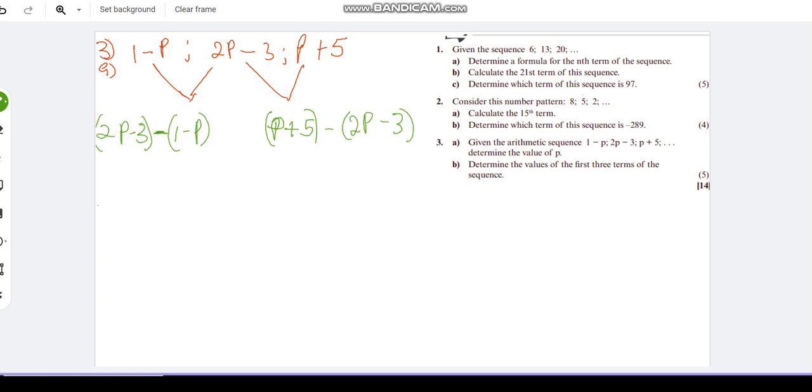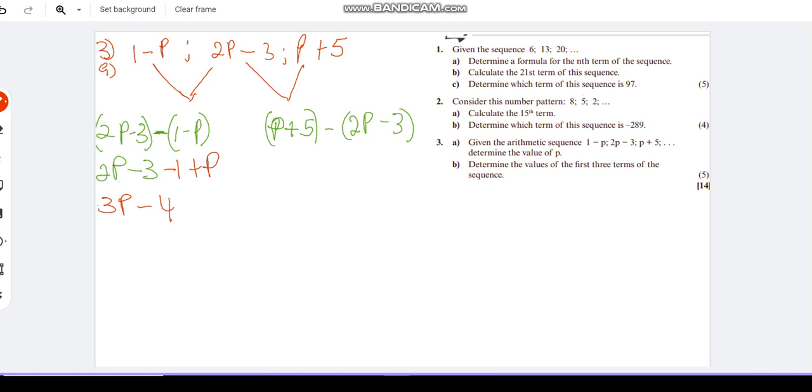So now, simplifying further to get the d itself, we have 2p minus 3, and then the negative multiplied by 1 gives negative 1. Negative multiplied by p gives minus p. Now here you'll have 2p minus 3 minus 1 minus p. Now 2p minus p gives you p, and then negative 3 and negative 1 give you negative 4.